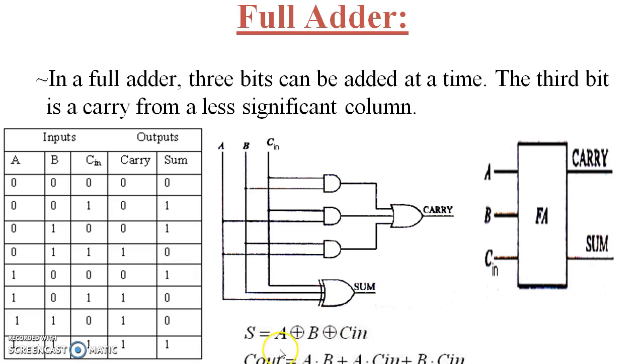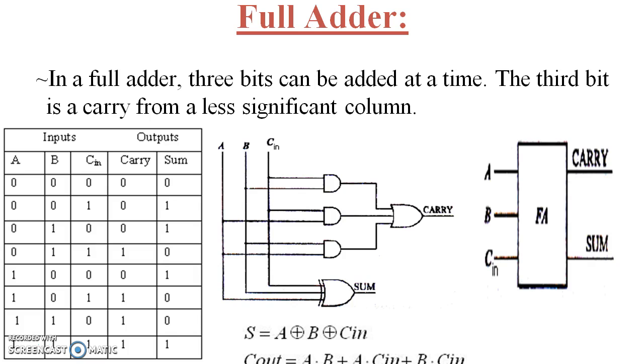A full adder is a combinational circuit. Here, look, it is a combinational circuit with 3 inputs, A, B and C in. C in means carry from the previous stage, and the outputs are carry out and sum out. So a full adder is a combinational circuit that forms the arithmetic sum of the 3 input bits. It consists of 3 inputs and 2 outputs.